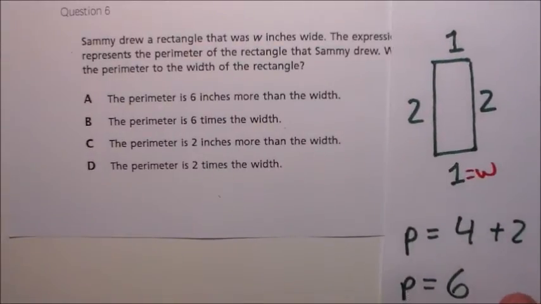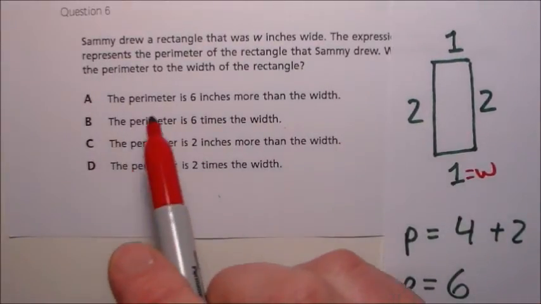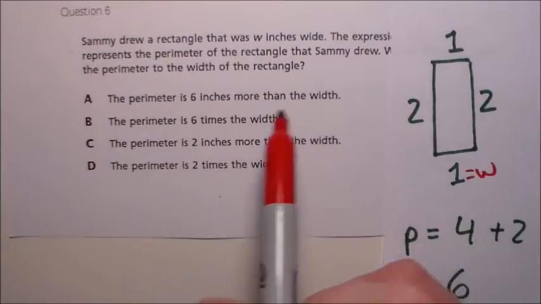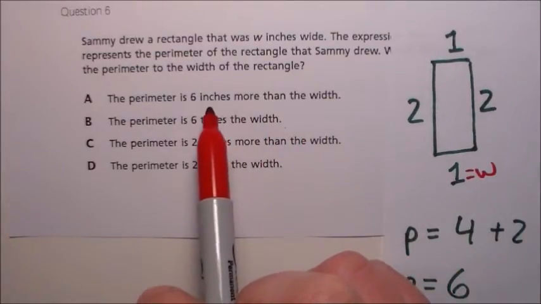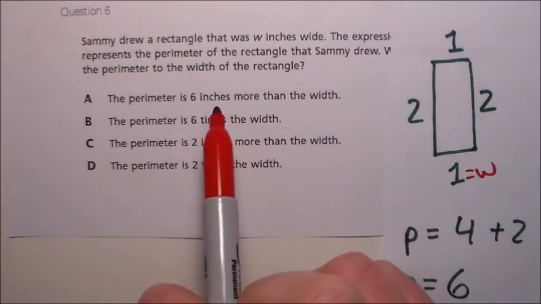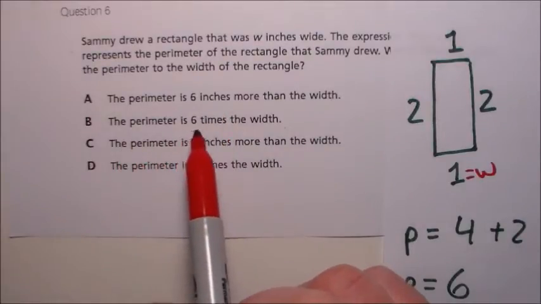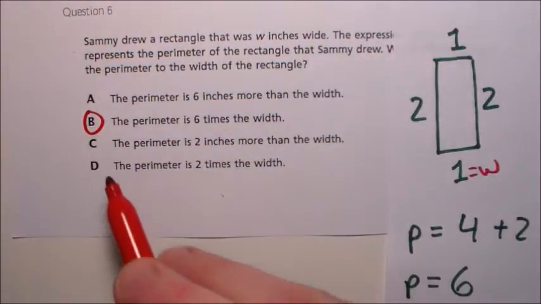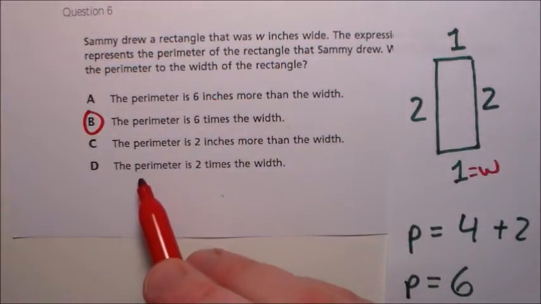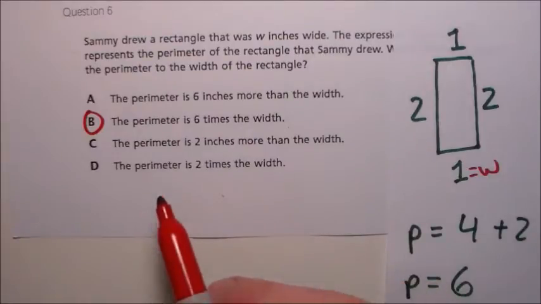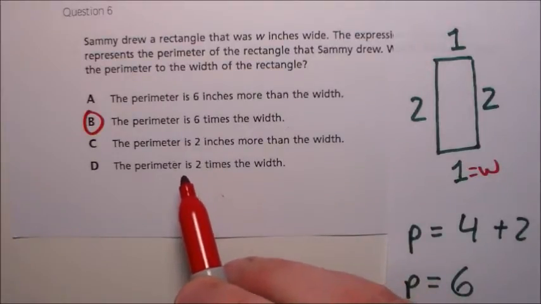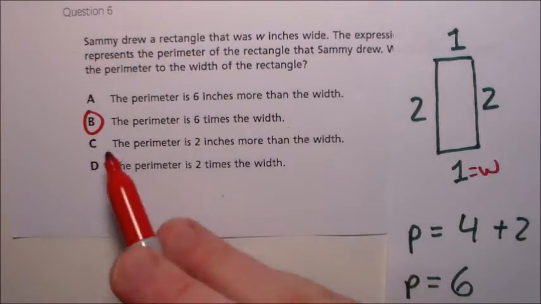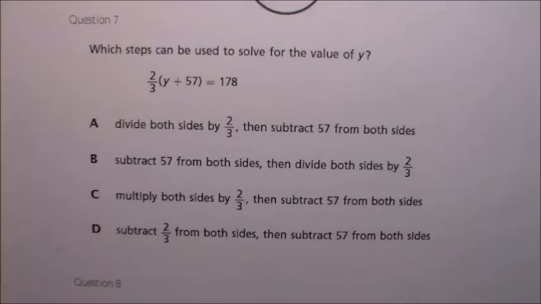So what are our options here? It says the perimeter is 6 inches more than the width. That doesn't make any sense. We don't know inches or non-inches or if it's feet or centimeters or whatever. But here the perimeter is 6 times the width. That makes sense. That's going to be our answer. The other option that might make sense is the perimeter is 2 times the width, but no, the height is 2 times the width. The perimeter is 6 times the width. The answer is B, and we're good.